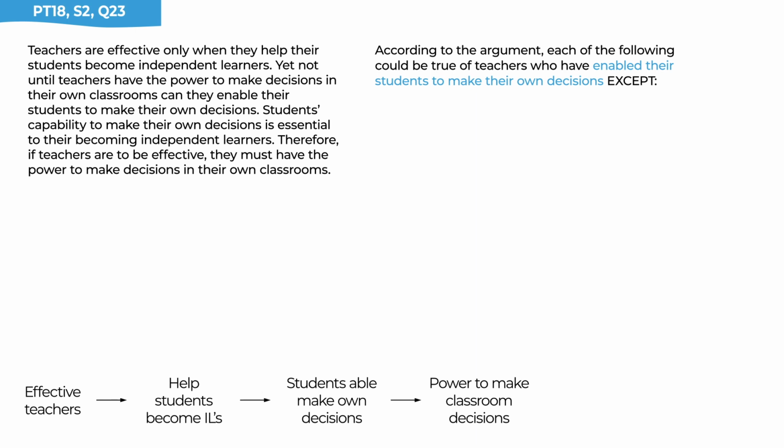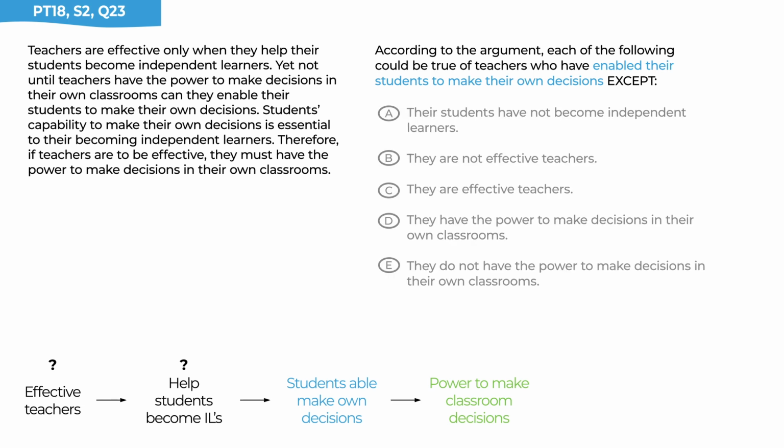We know that if the students are able to make their own decisions, these teachers apparently have the power to make classroom decisions. So we can infer these teachers definitely have power to make their own classroom decisions. But we can't go backwards in a conditional chain, so I have no idea whether they're effective. I have no idea whether they are helping their students become independent learners. When we look at the answers, we can see that D is actually giving us that inference. That must be true. They definitely have the power to make decisions.